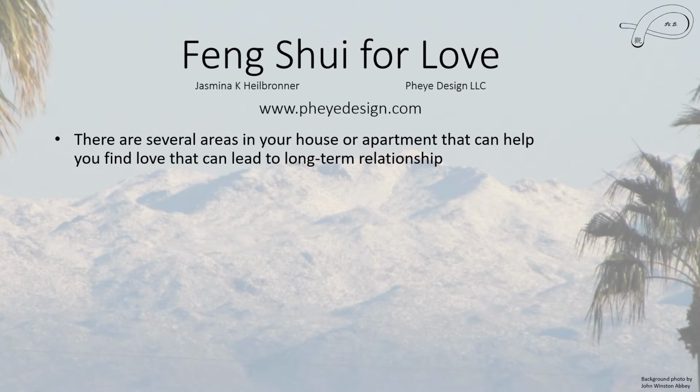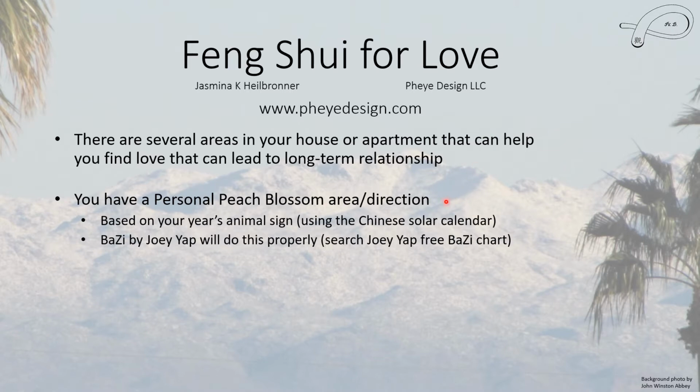And you don't use them all. You use one, usually at most, and that'll be good enough. Now you will have a peach blossom area or direction. You can use it either way. It is based on your year's animal sign. And again, we use the Chinese solar calculator. So if you're born in January or February, you have to be careful that you use the right calculator. And the free Joey app Bazi will do this for you. It will tell you what your year's animal sign is.